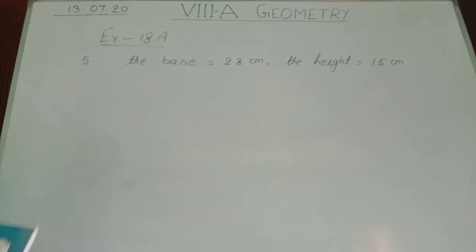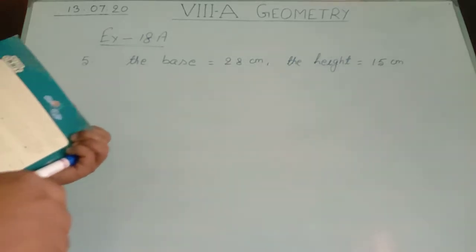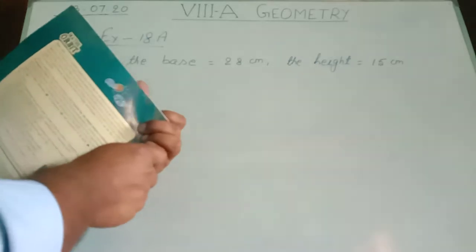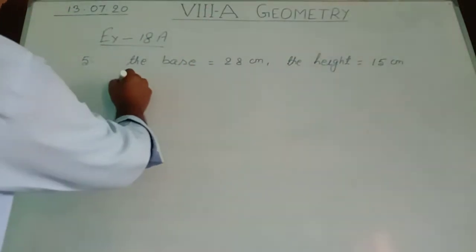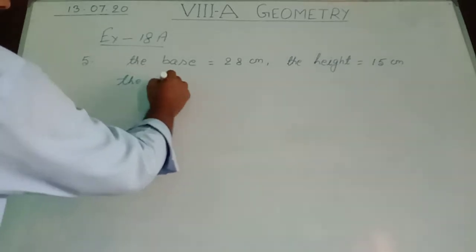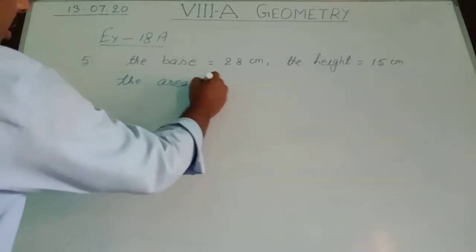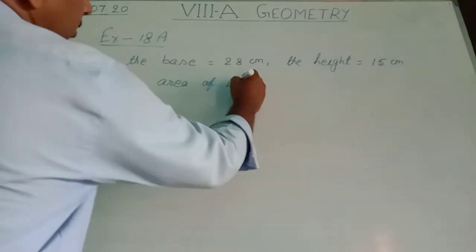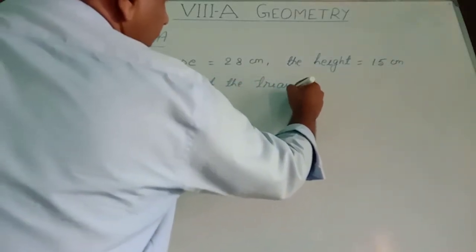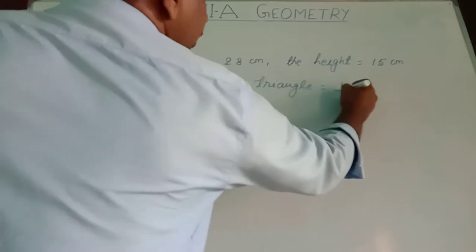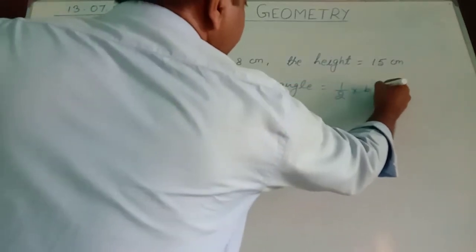The next question number 5. In this we are asked to find out the area of the triangle whose base is 20 centimeter and the height is 15 centimeter. So we write the formula at first. The area of the triangle is equal to half into base.